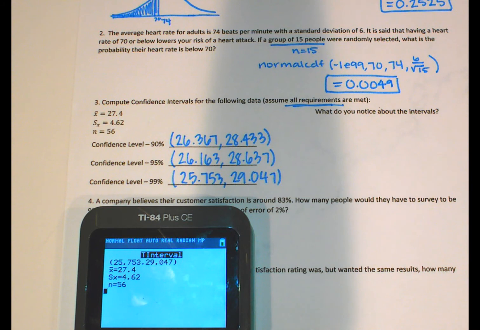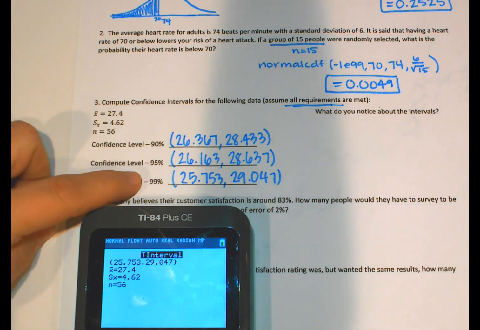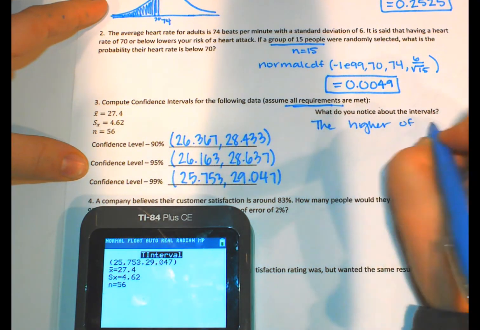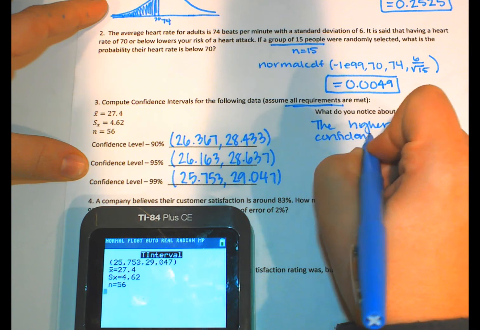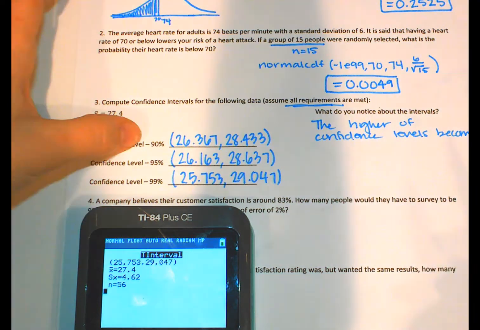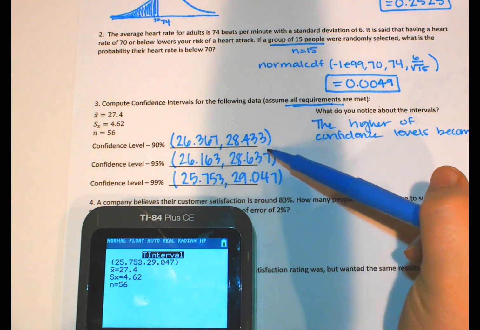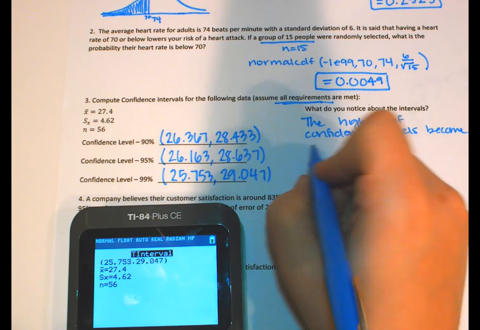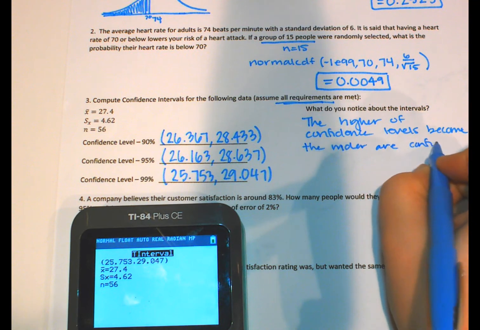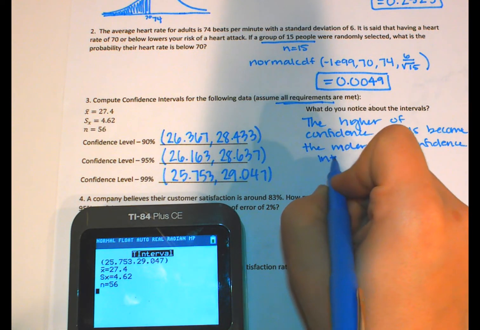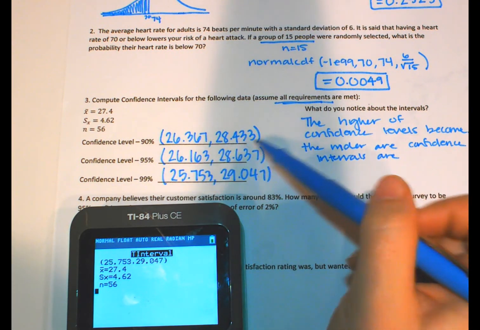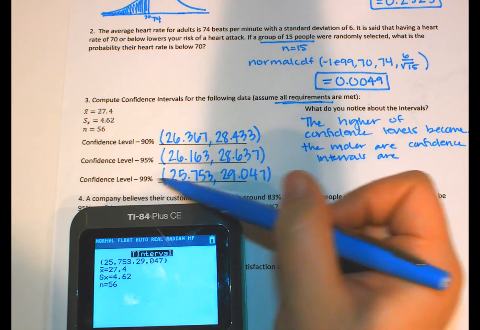And what we notice about these intervals is that the higher these confidence levels become, the wider our intervals are. Here it was 26.3 to 28.4. It got a little wider on this one and even more wide on this one.